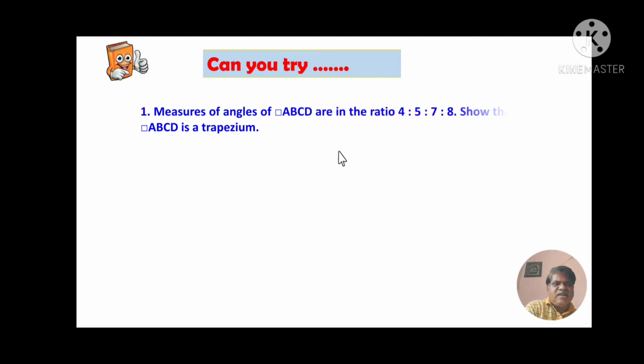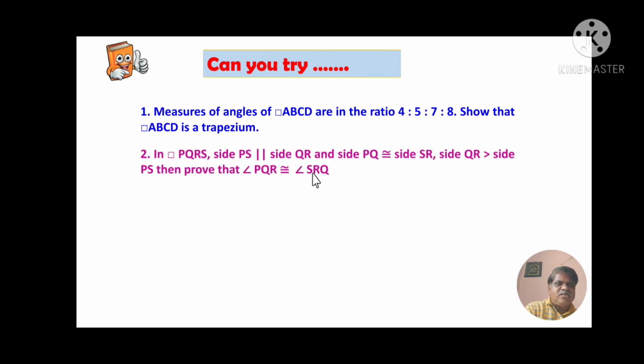Measures of angles of quadrilateral ABCD are in the ratio 4:5:7:8. Show that quadrilateral ABCD is a trapezium. In quadrilateral PQRS, side PS is parallel to side QR and side PQ is congruent with side SR. Side QR is greater than side PS, then prove that angle PQR is congruent with angle SRQ.